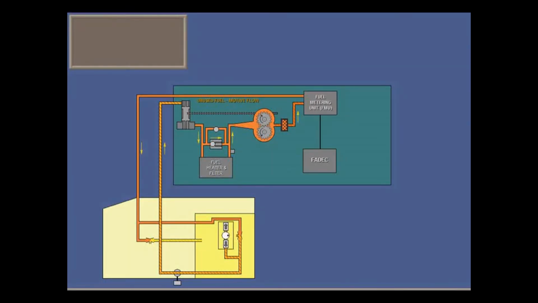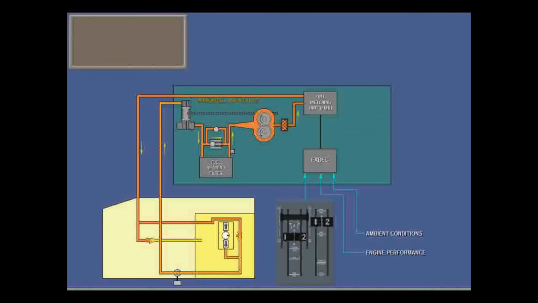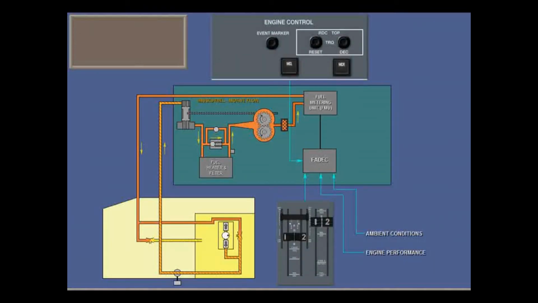The FMU is controlled electronically by the FADEC, and the quantity of metered fuel is based on factors such as power and condition lever inputs, ambient conditions, engine performance, and the engine rating requested from the engine control panel. Next, fuel flow is measured and displayed on the engine display.